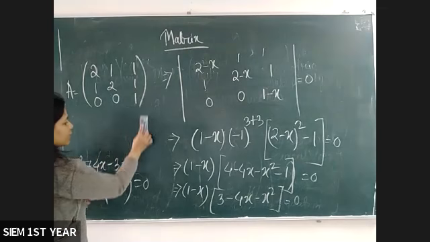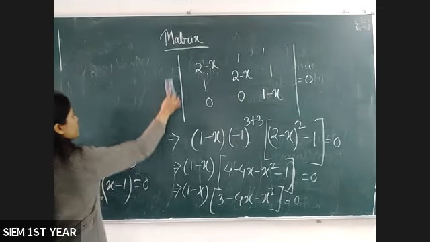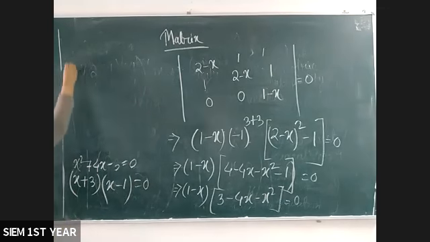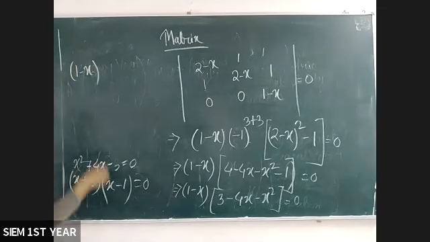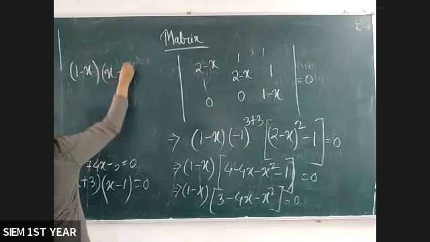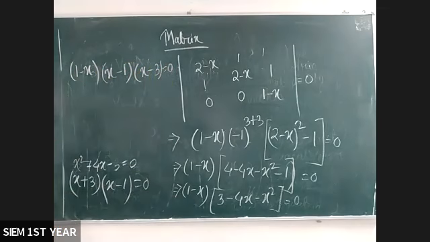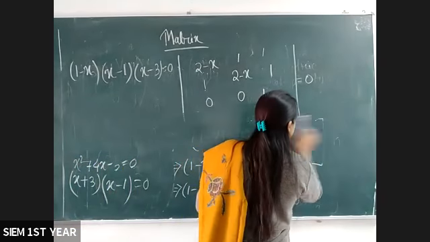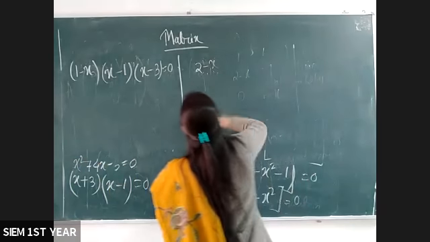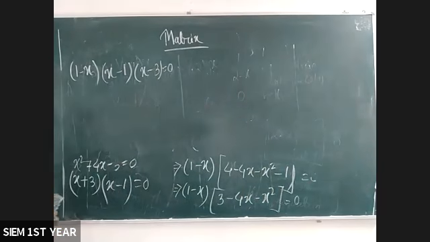Clear? So what is the actual answer? Answer is 1 minus x into this factor, x minus 1 into x minus 3 is equal to 0. This is actually the characteristic equation. This is your characteristic equation.